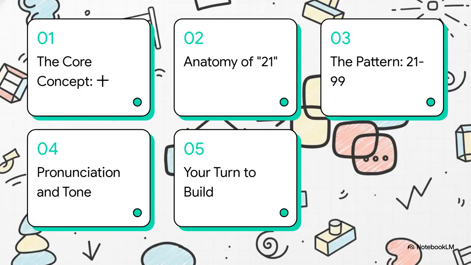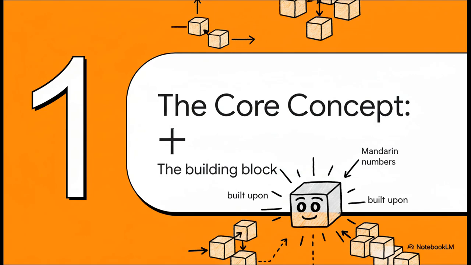So, here's our roadmap for the lecture today. First, we're going to focus on the single most important building block for this entire system. From there, we'll dissect our first example to see how it's built. Then, we'll see how that one example unlocks a universal rule. After that, we'll get into the nitty-gritty of how to say it all correctly, and finally, we'll put you in the driver's seat. All right, let's begin with our foundation.